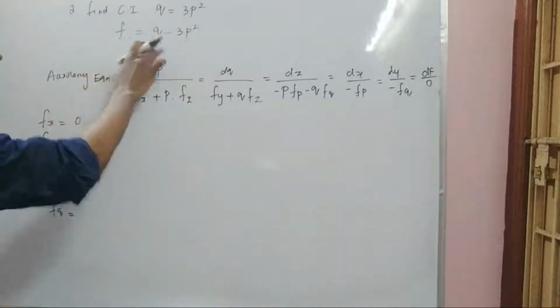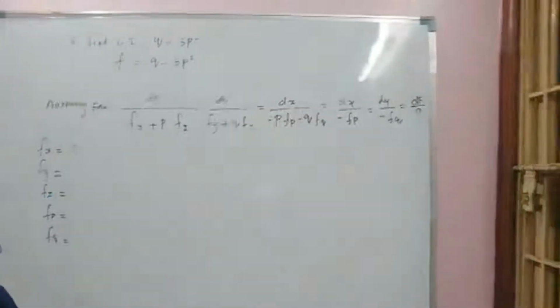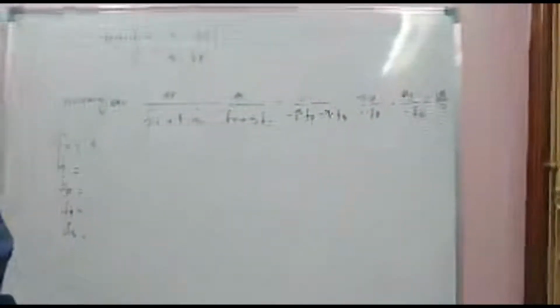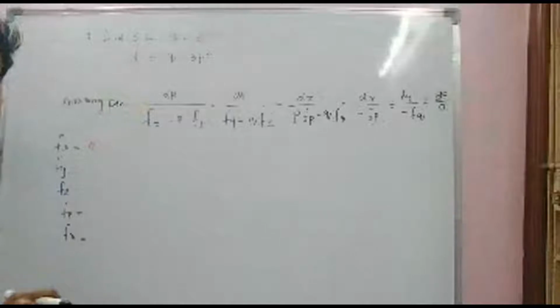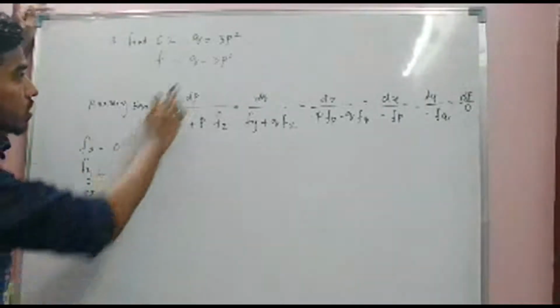Okay. So our question is f equal to q minus 3p square. So our f is q minus 3p square, right? This equation does not involve x, right?